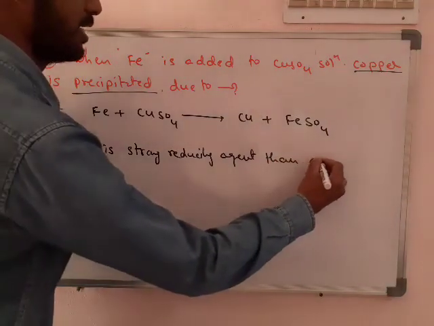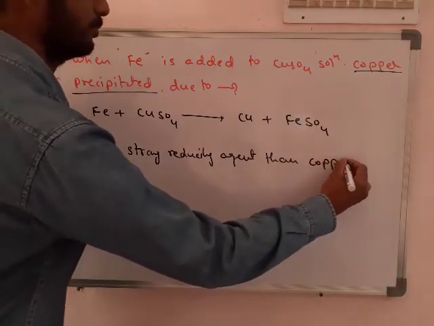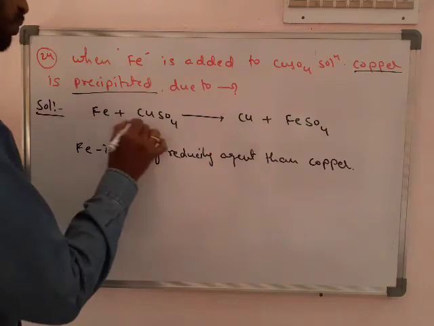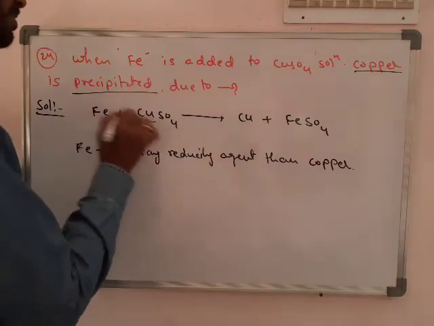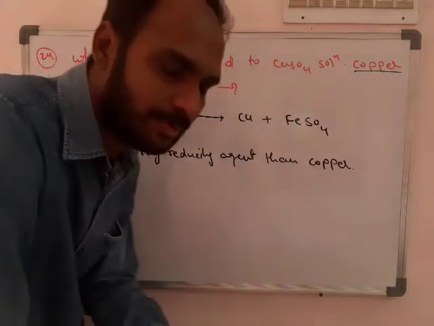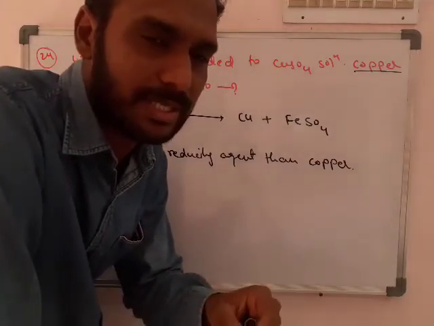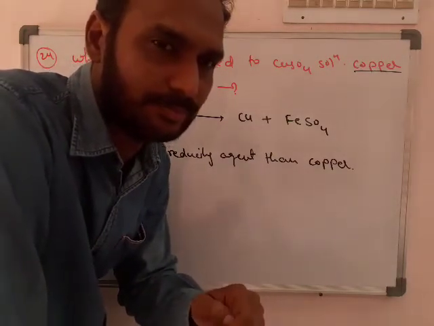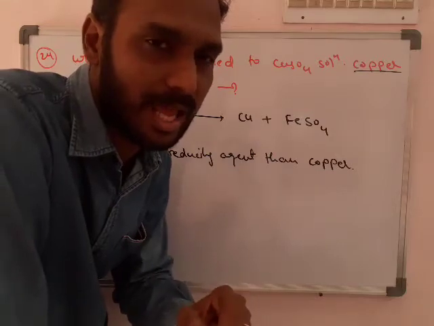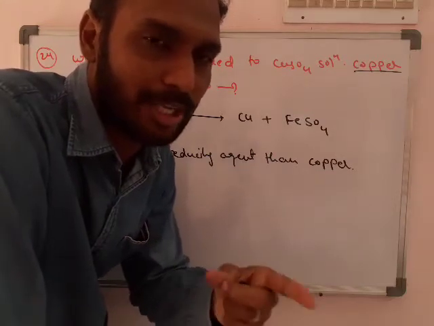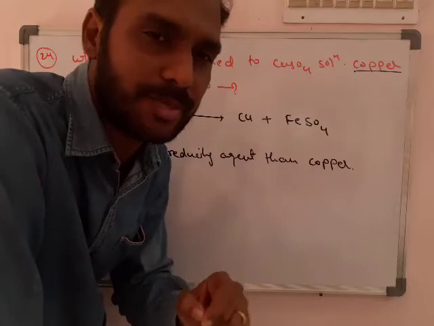Iron is a stronger reducing agent than copper. So therefore iron replaces the copper from its solution. Whereas copper is a weak reducing agent, its reducing power is less than iron. So that's why copper cannot replace the iron from its solution.